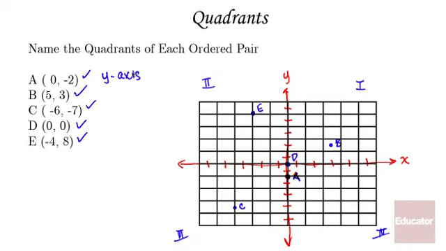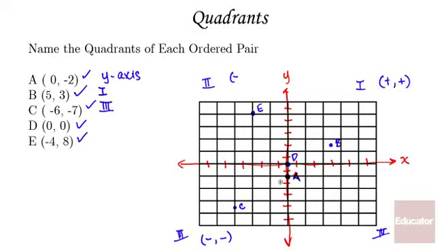And then for B, positive, positive. Quadrant 1 is positive, positive values. Positive to the right, positive up. That's going to be quadrant 1. C is over here, and it's negative, negative. So not only is it negative to the left, it's negative down as well. So that is quadrant 3.